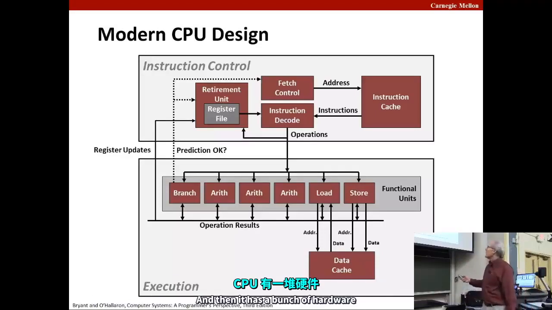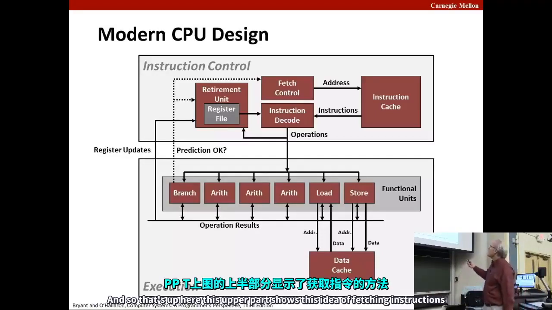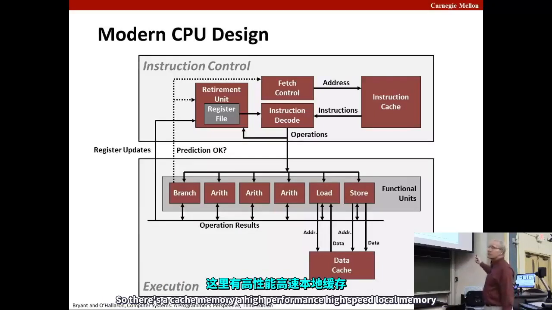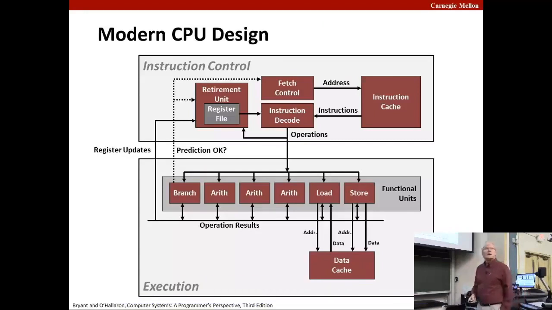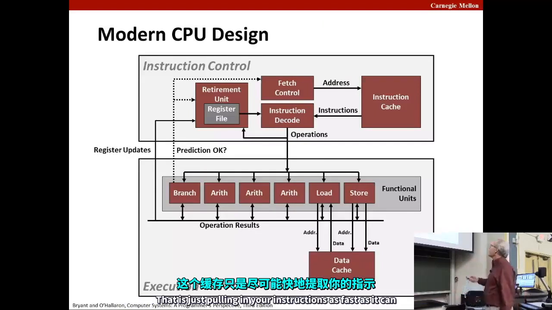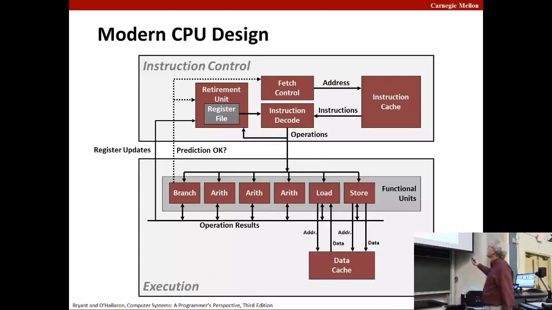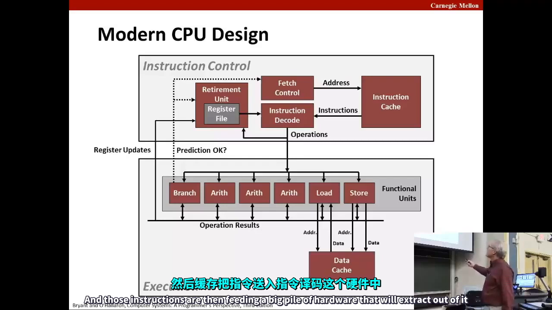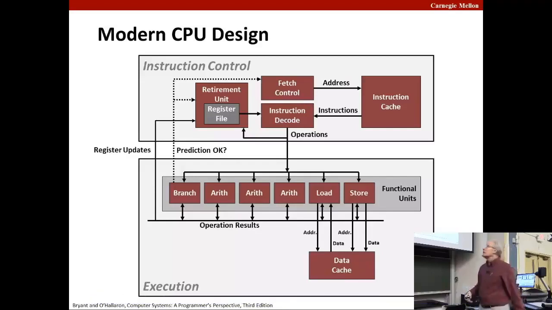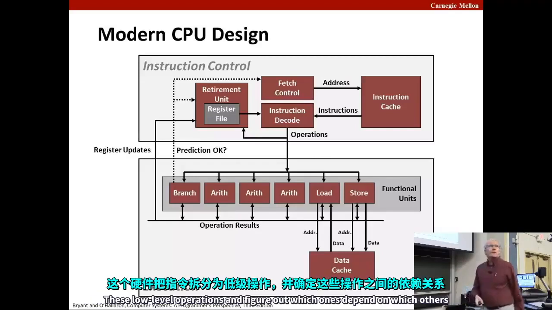And then it has a bunch of hardware. And so that's up here. This upper part shows this idea of fetching instructions. So there's a cache memory, a high-speed local memory that is just pulling in your instructions as fast as it can. And those instructions are then feeding a big pile of hardware that will extract out of it these low-level operations and figure out which ones depend on which others.